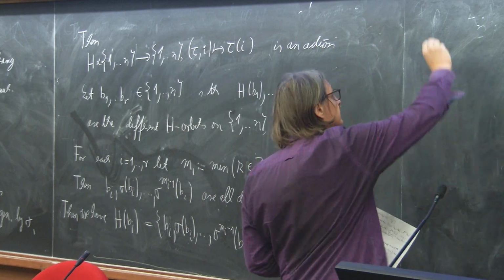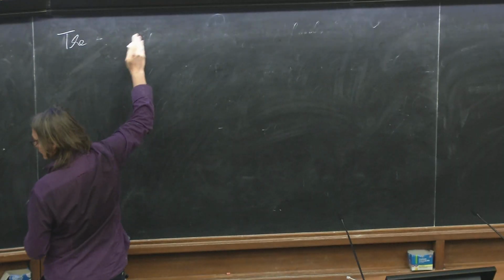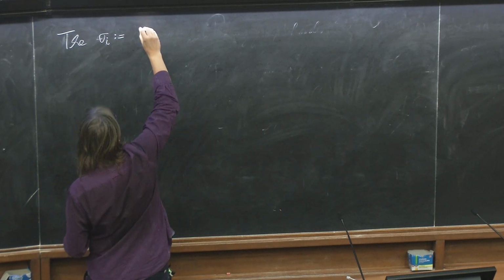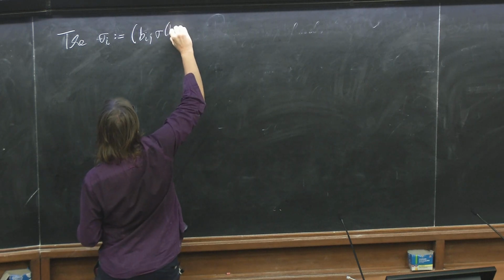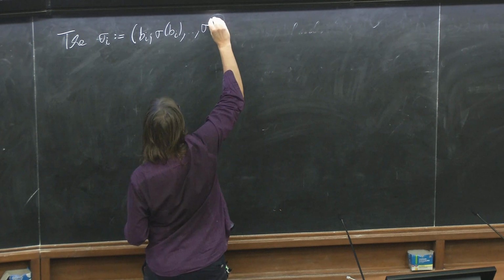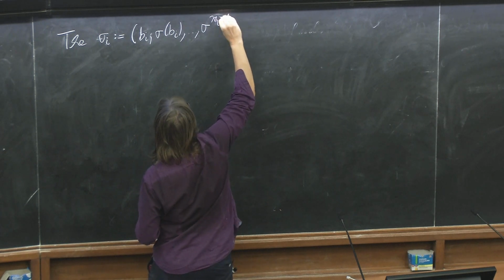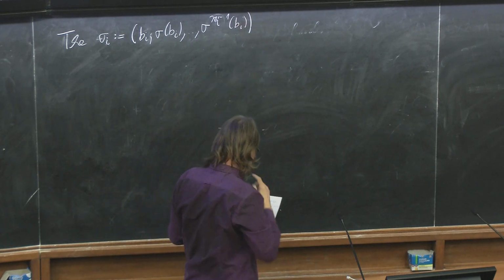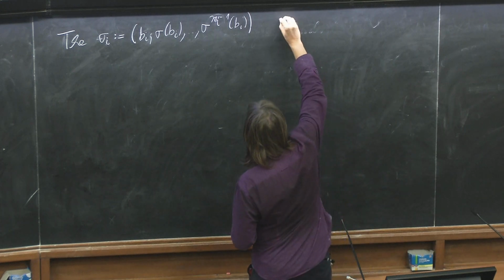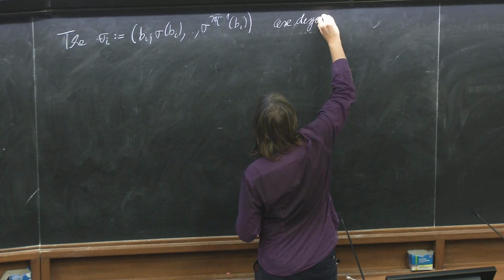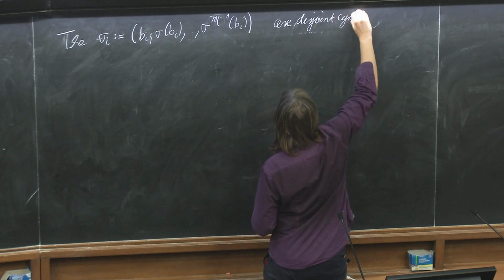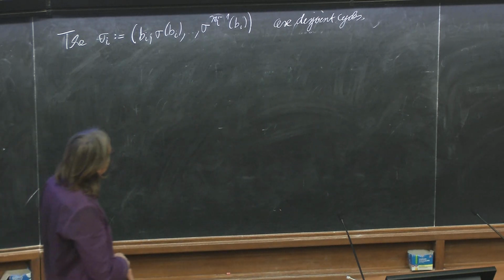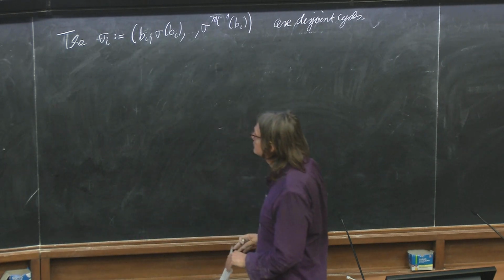So let's call this sigma i. So this thing, bi, sigma of bi, up to sigma to the mi minus 1 of bi, are disjoint cycles, because as their supports are the orbits, the orbits have to be disjoint, and these are obviously cycles.